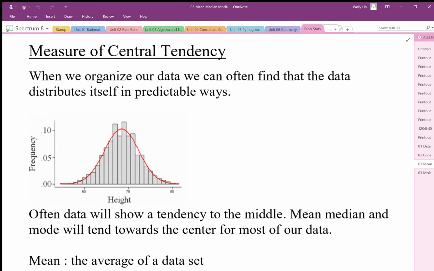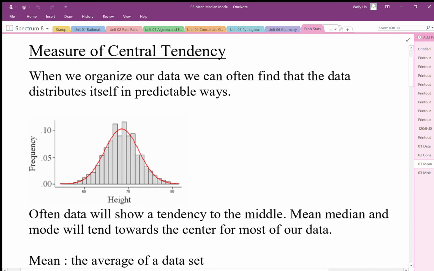So in this lesson, we're going to look at something called the measures of central tendency. When we organize our data, especially frequency data, and this is a frequency plot, we can find that the data distributes itself in very predictable ways. In normal data we have this bell curve where lots are average, very few are very tall, and very few are very short.